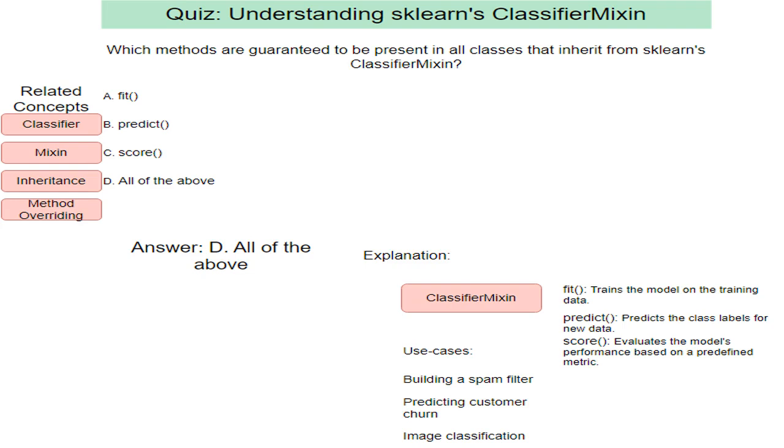It takes a set of features as input and outputs the predicted class labels based on the trained model. True. ClassifierMixin. The score method evaluates the performance of the trained classifier.